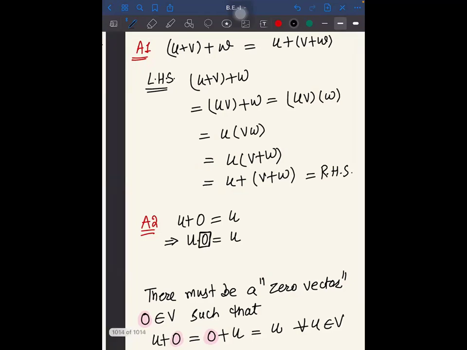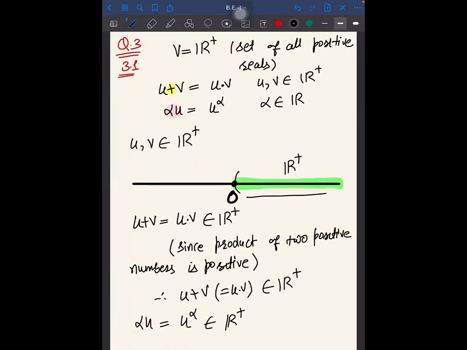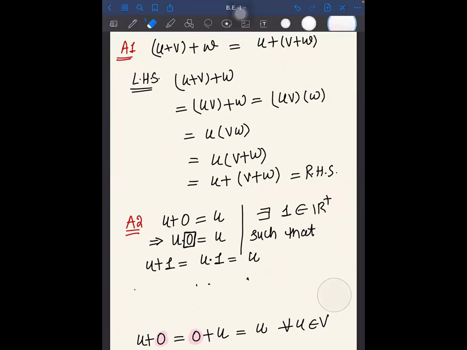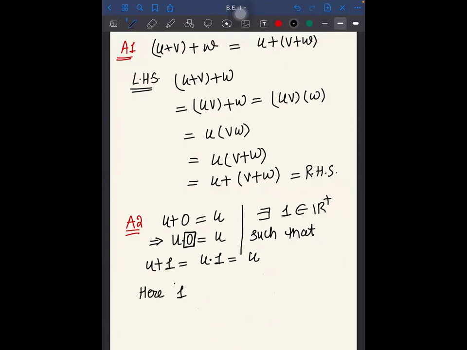And since we are taking R positive only, we have only the numbers to the right hand side of zero, right? So by looking at this property, we say that there exists 1 belonging to R positive, such that u plus 1, which this time equals u dot 1, is equal to u, right? So in this particular case, 1 is our additive identity.